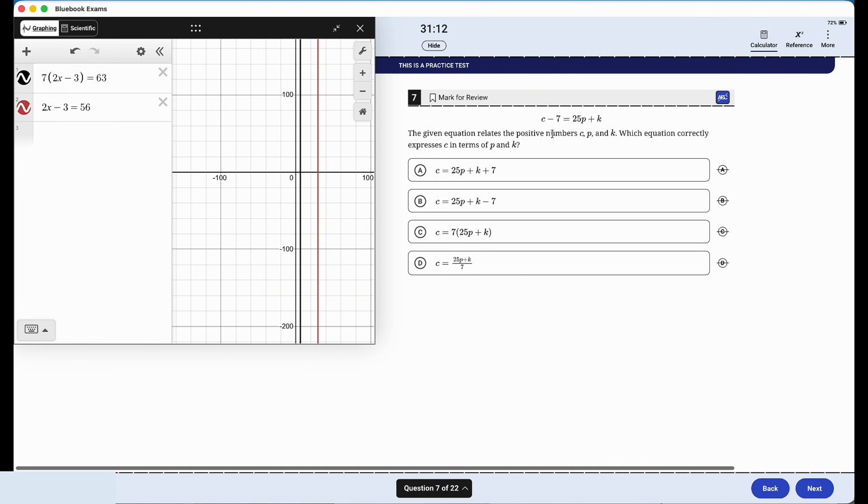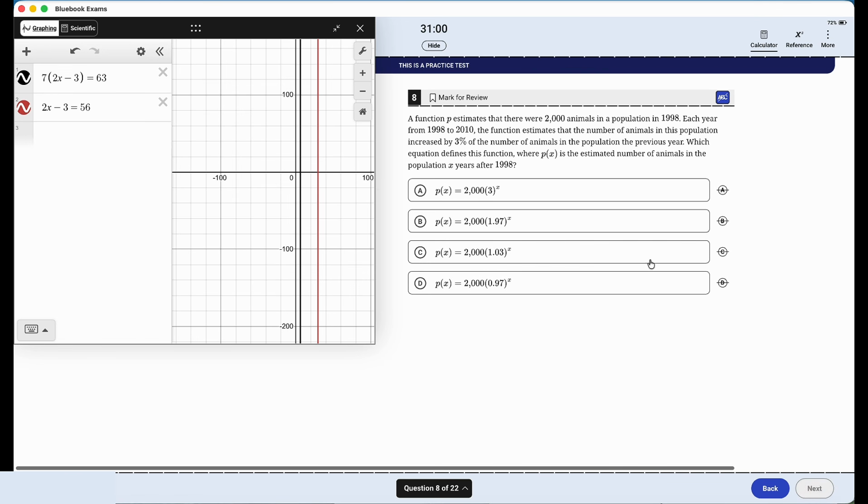Next one here gives us an equation. This is very common. You just get an equation and you have to solve it for another variable. Even without reading this, I know what they want me to do. They want me to solve for C. So to solve for C, I just move 7 to the other side. That's A. That one's pretty simple.